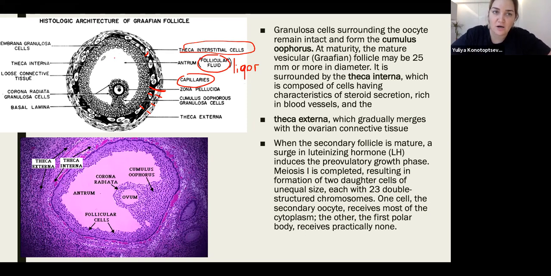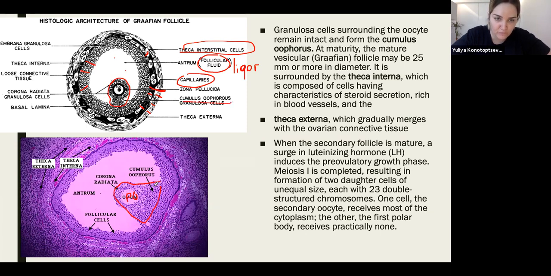Which cells are outside of this antrum? Well, these are stratified cuboidal follicular cells, which we call granulosa cells. But granulosa cells keep on proliferating and surrounding your primary oocyte. So inside, you're actually going to see the primary oocyte. The granulosa cells that surround your primary oocyte make a structure which is called cumulus oophorus.